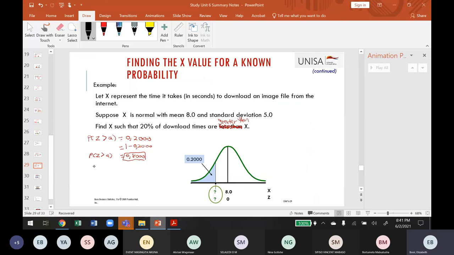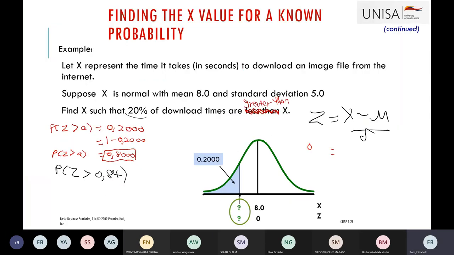So going back, our P(Z greater than 0.84) would have given us 20% of the time because we would have used 0.8 to go find that. So since we have that, we no longer want the probability, so we can replace z equals x minus the mean divided by the standard deviation. We replace the z value with 0.84. We're looking for x minus our mean of 8, our standard deviation of 5. 0.84 times 5 is equal to x minus 8. Take 8 to the other side.